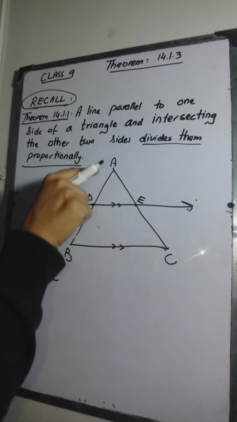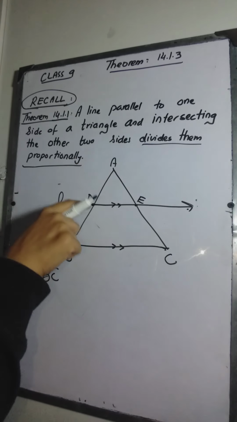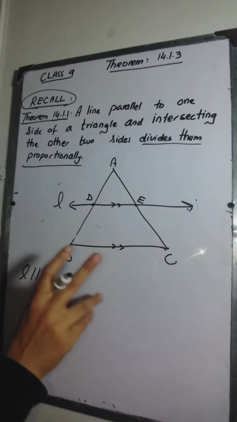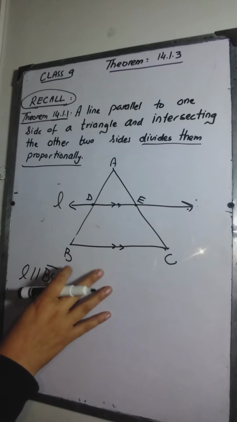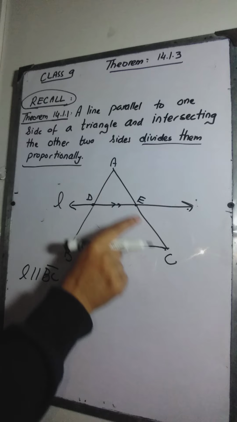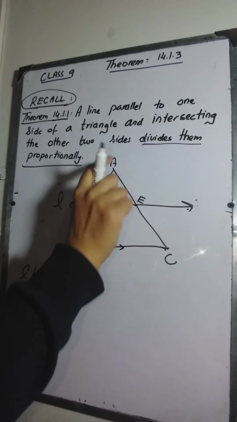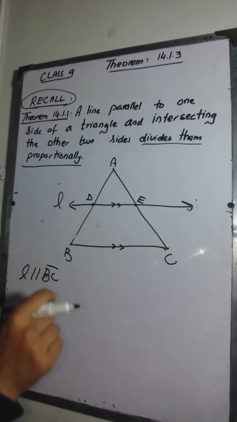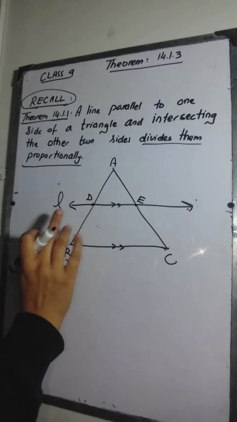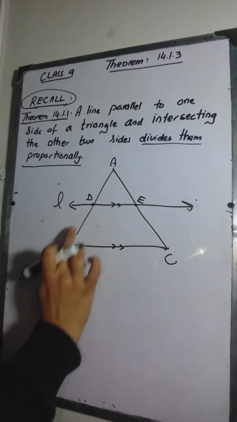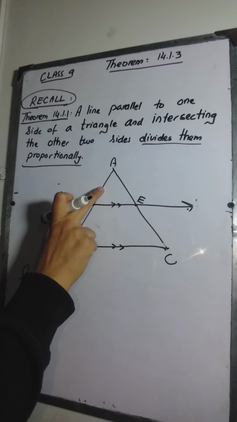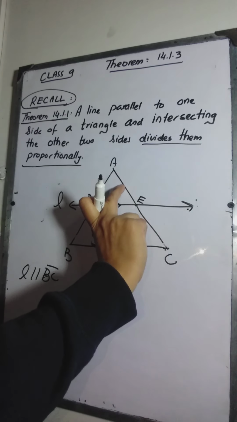This line is dividing AB into two segments, AD and DB. Okay, it is divided and these parts may not be equal to one another. Okay, they may or may not be equal to one another. And this line L is also dividing this side AC into two segments, AE and EC. Now what does it mean that this line divides them proportionally? It means that this line will divide this side and this side in such a way that the ratio of these two segments will be equal to the ratio of these two segments.